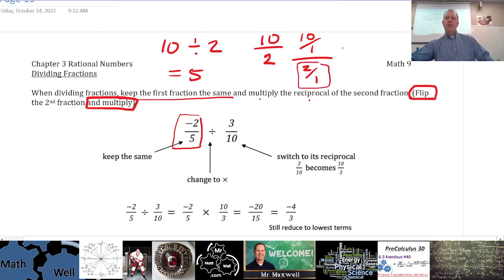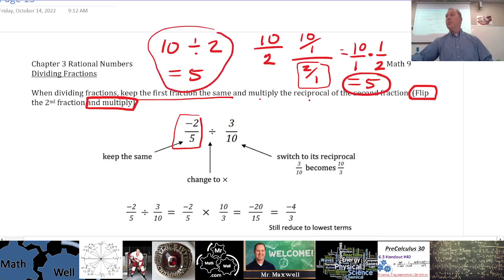If you change this to multiplication and wrote 10 over 1 times 1 over 2, you see that becomes the same thing. So 10 over 2 is 5. Now you wouldn't do that with a simple question like this, but that helps us to understand that process. If it works for something simple, it's probably going to work for other situations too.